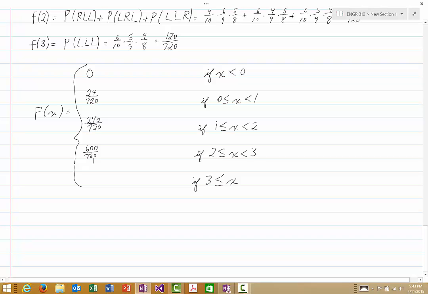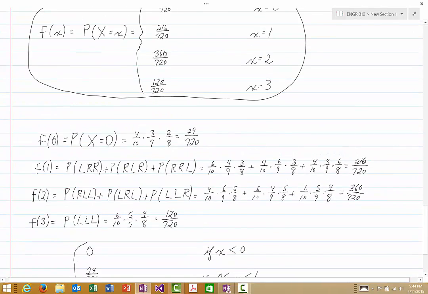And finally, if x is any number that's greater than or equal to 3, and we want to know the probability that the random variable is less than or equal to x, well, it has to be, right? Because it can only be equal to 0, 1, 2, or 3, and so the probability that it's less than or equal to some number that itself is greater than or equal to 3 is 1.